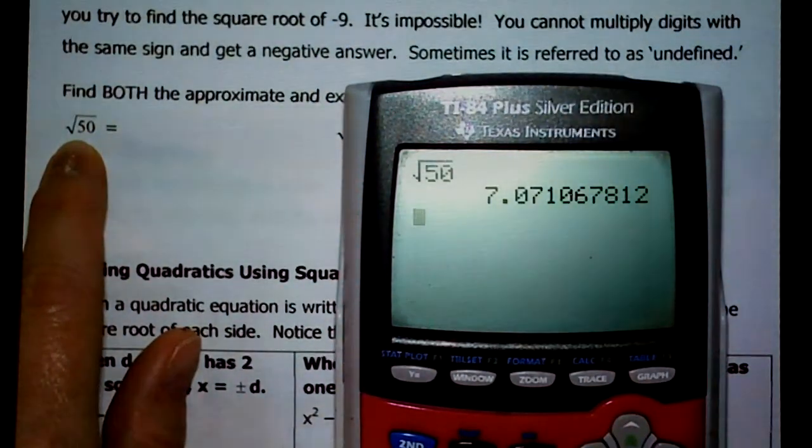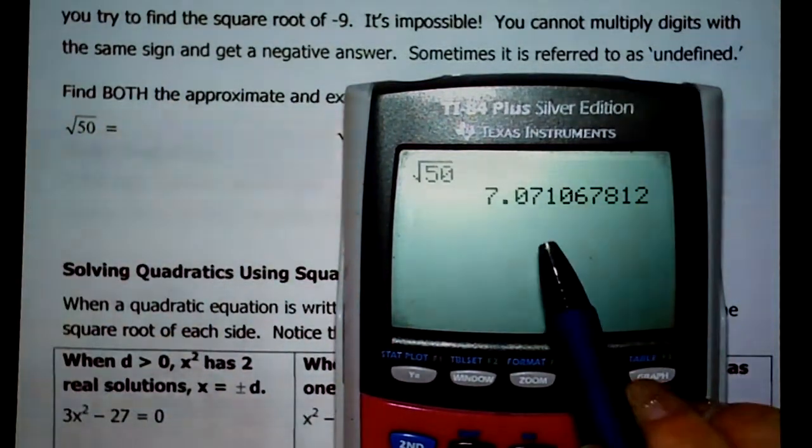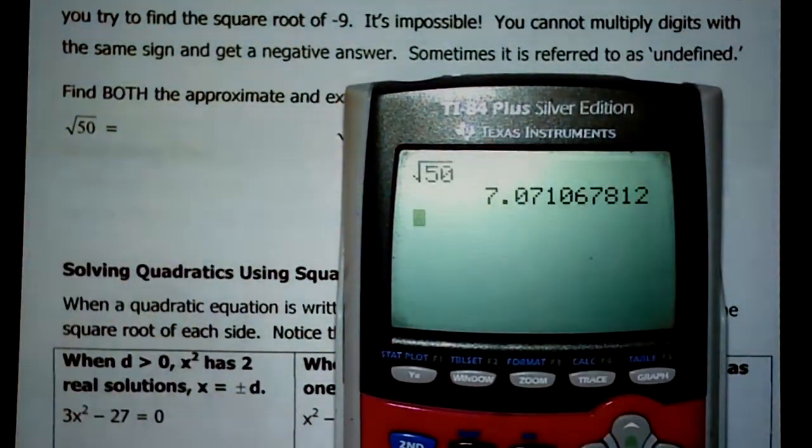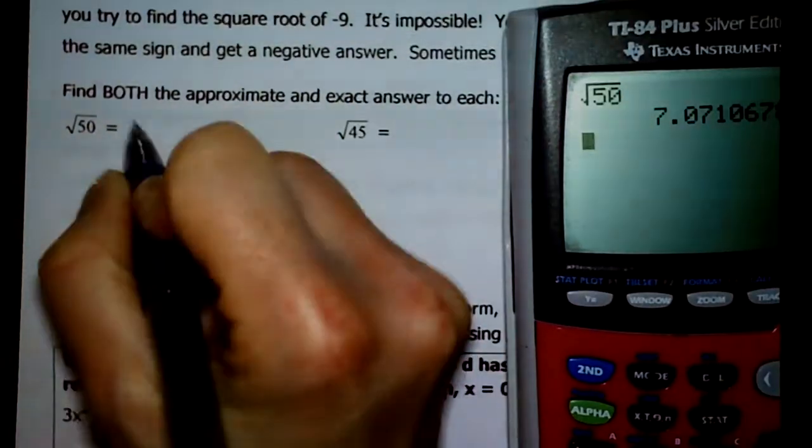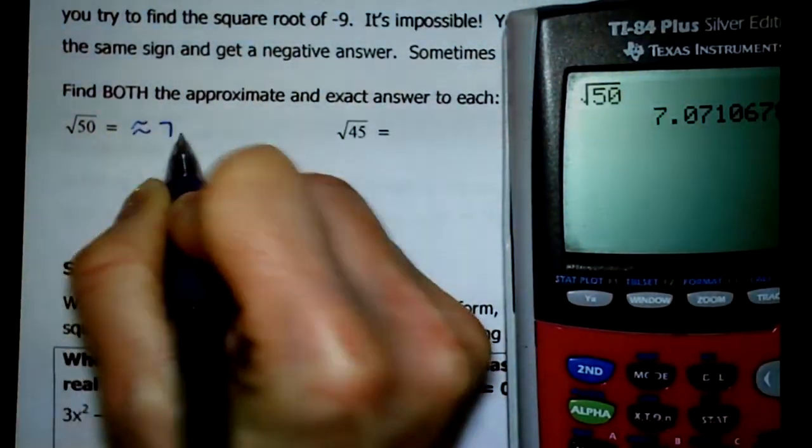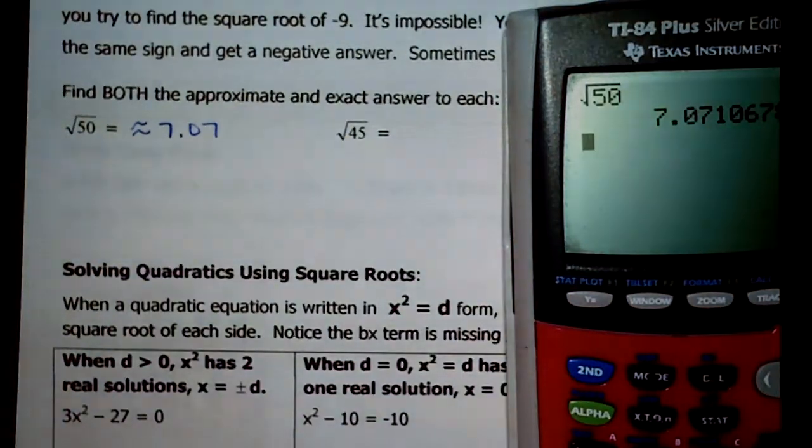I just asked for approximate, so the square root of 50, it's not exact. It's about equal to, I would say, 7 and 7/100ths. We'll just go to the hundredths place. So I'm going to use squiggly signs and say 7.07, because that's about.